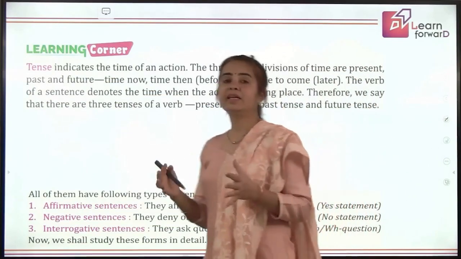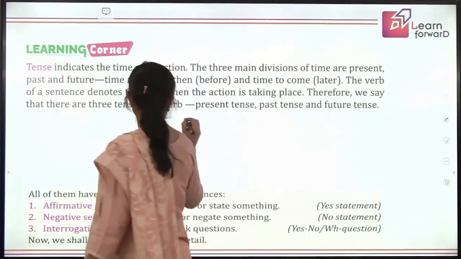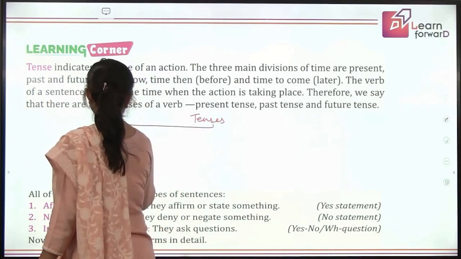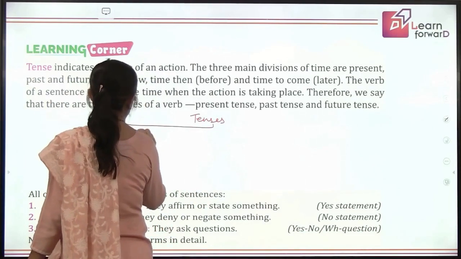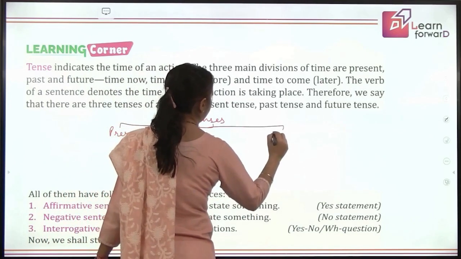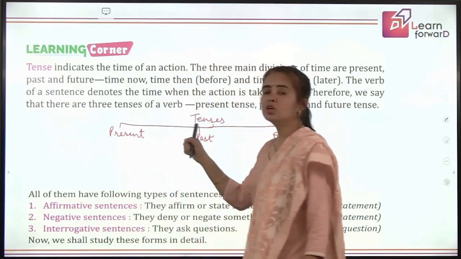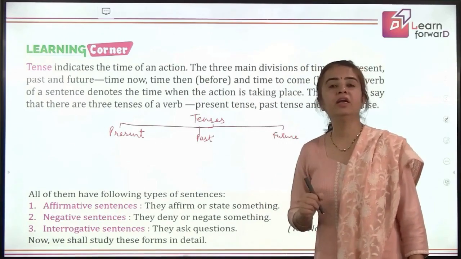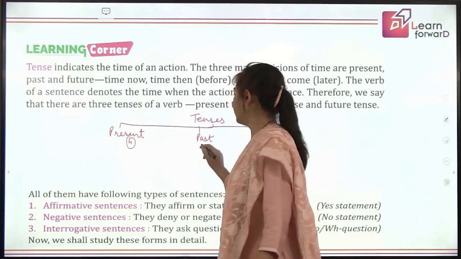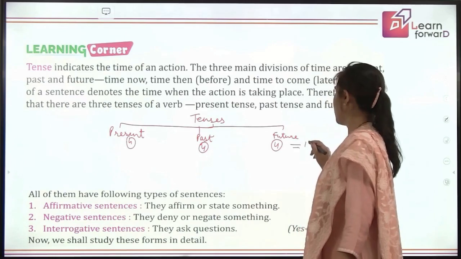Tense indicates the time of an action, and we have three main tenses, children. They are present, past, and future. And you know, each of these main tenses is divided into four subcategories. That means four and another four, another four. So in all, we have 12 tenses.